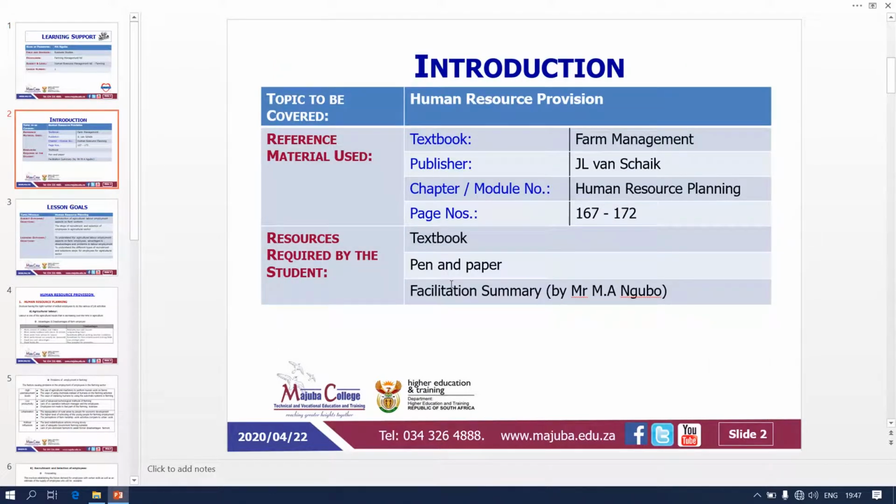We're going to use the textbook Farm Management. The publisher is Van Schaik. Our chapter or module is human resource planning. I'm going to require you to come with your textbook, your pen and a paper, together with the facilitation summary written by Mr. Ngubo.